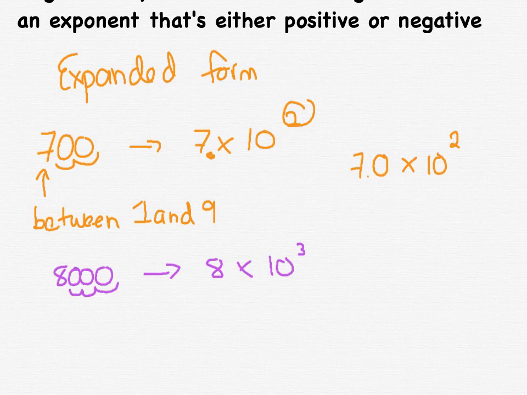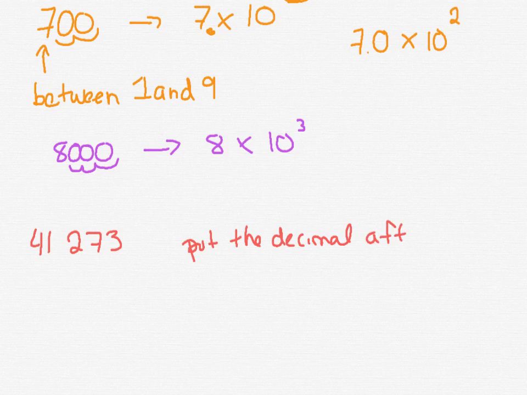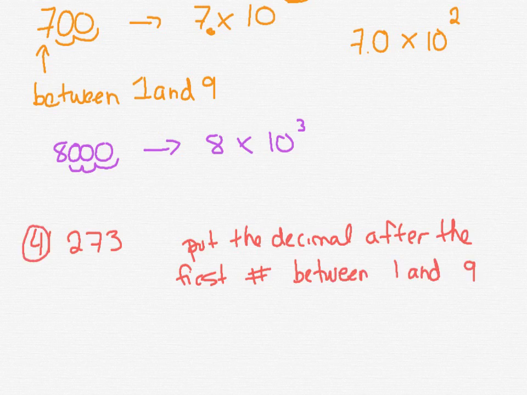Now let's look at some examples of scientific notation. Instead of numbers in the thousands or hundreds, I'm going to give you a bigger number, say 41,273. How would you change this number into scientific notation? Well, first, your goal is to put the decimal after the first number that is between 1 and 9. Over here, the first number we see is 4, so I want to put the decimal right after this 4.